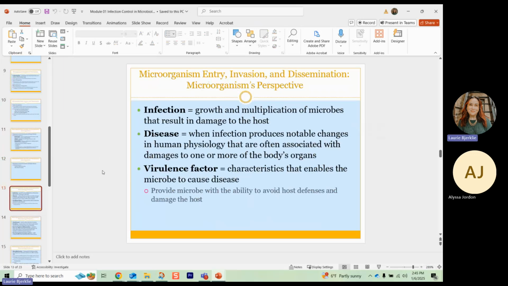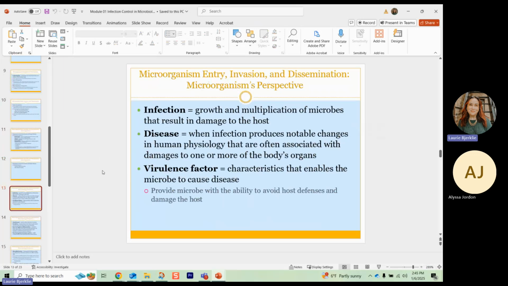All right, difference between infection and disease. You probably hear these terms used interchangeably. They're actually a little different. Infection is the growth and multiplication of microbes that can cause damage to you. Disease happens when that damage becomes noticeable. It is affecting your organs. It is affecting something, and it becomes very noticeable.